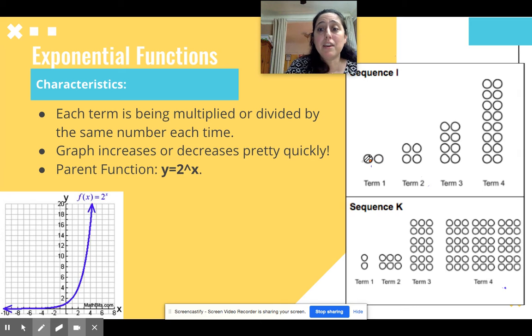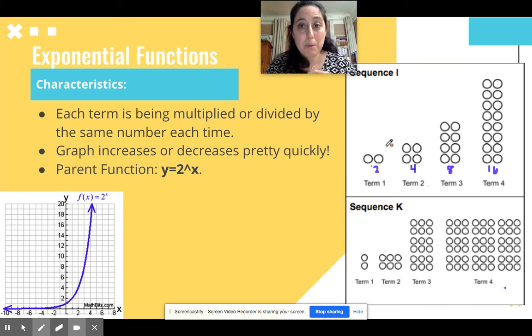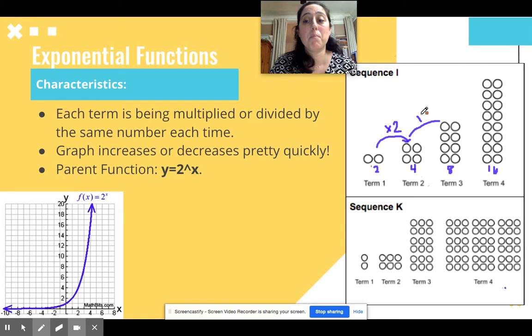Okay, so here I've got 2 circles. I go to 4 circles. I go to then 8 circles. And then I go to 16 circles. Okay, so I'm doubling, which is a fancy way of saying I'm multiplying by 2 each time. Okay, and here again, I'm multiplying by 2.